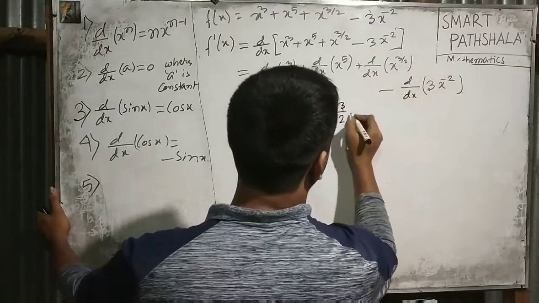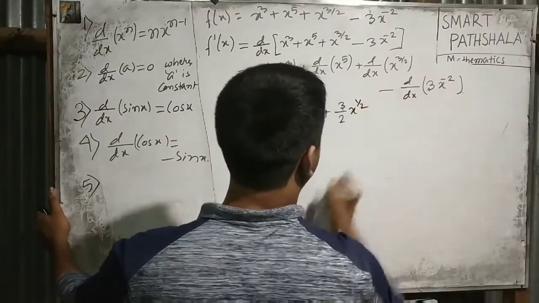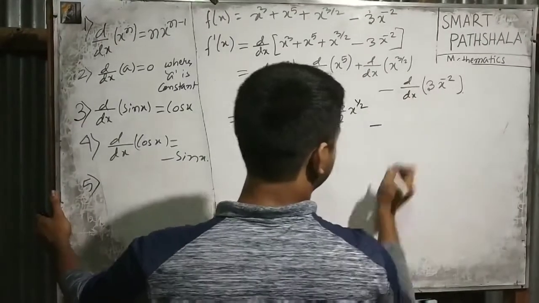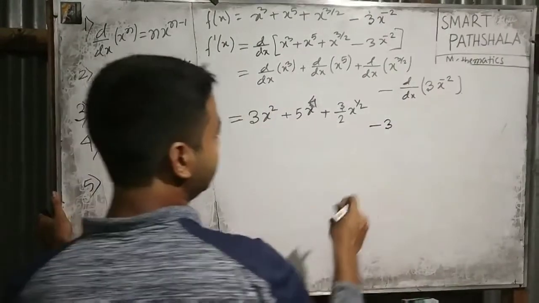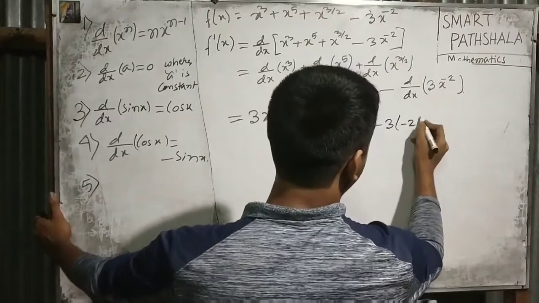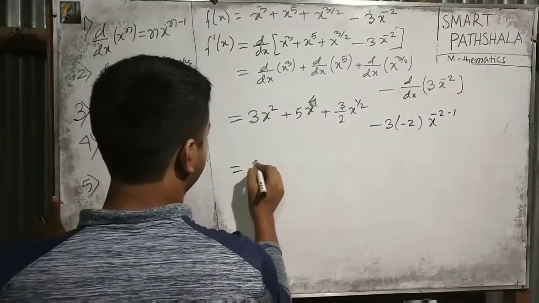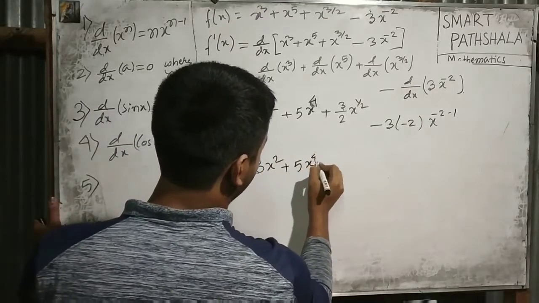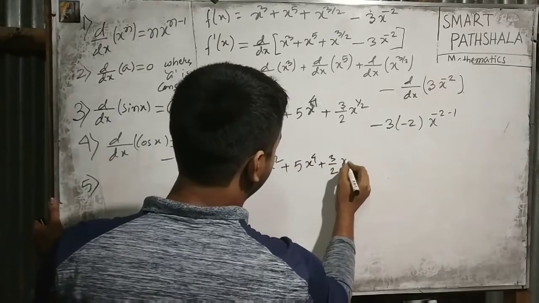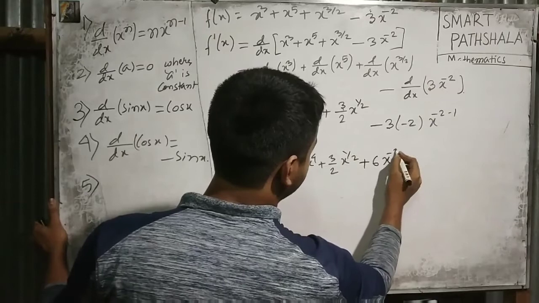3 by 2, bring it down. Then x to the power 3 by 2 minus 1, which means half. Minus 3 is out. Perfect. Then minus 2, bring it down, minus 2. And then x to the power minus 2 minus 1. The final result will give you 3x squared plus 5x to the power 4 plus 3 by 2 x to the power half plus 6 x to the power minus 3.